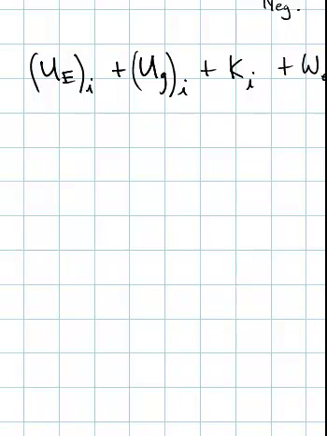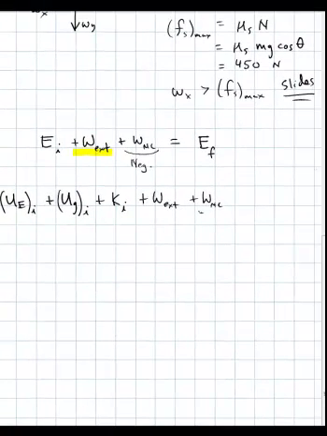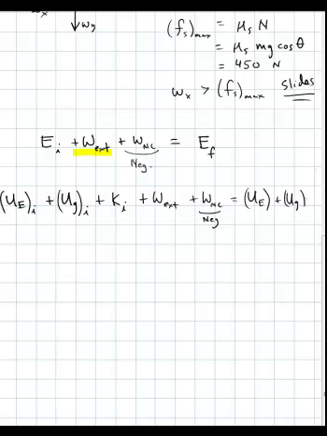Work done by external forces, work done by non-conservative forces. This is negative. I'm just going to remind myself of that. And I could have elastic, gravitational potential energies in my final state, and I could have kinetic energy in my final state. So there we have it.